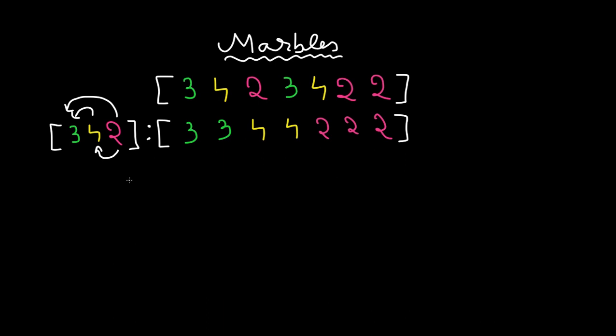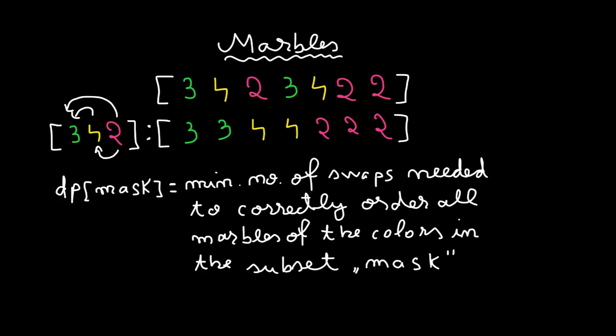So let's say we have computed the min swaps 2-dimensional array. And here comes the fun part, guys, because we are going to solve this problem using subset dynamic programming. And we will build a 1-dimensional array, dp, where its meaning is dp of mask is the minimum number of swaps needed to correctly order all the marbles of the colors in the subset mask.